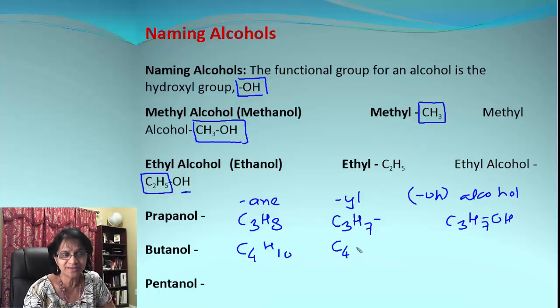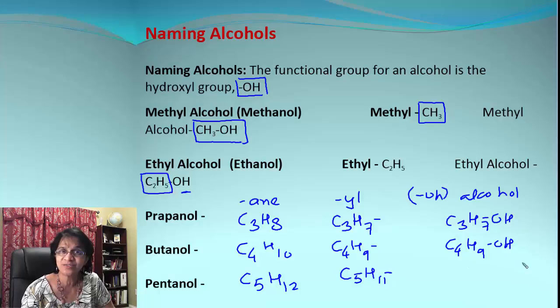How about butanol? Butane is C4H10. So the butyl group will be C4H9. And the butyl alcohol will be C4H9 and hydroxide OH attached to that. Pentanol, what's the formula for pentane? It is C5 and hydrogen will be 2 times 5, 10 plus 2, 12. The pentyl group will be C5H11 after it loses one hydrogen and we simply attach that OH, that makes it pentyl alcohol or pentanol.